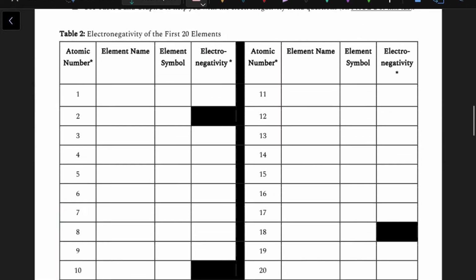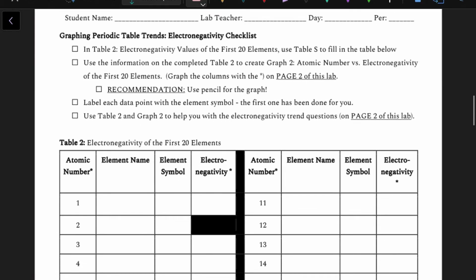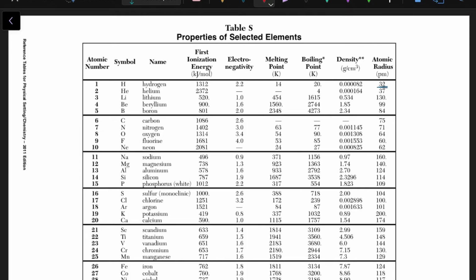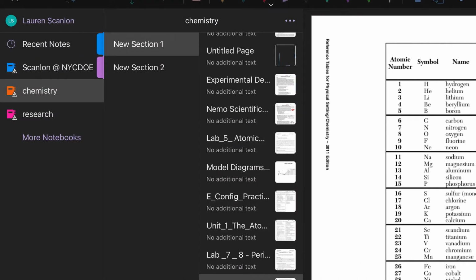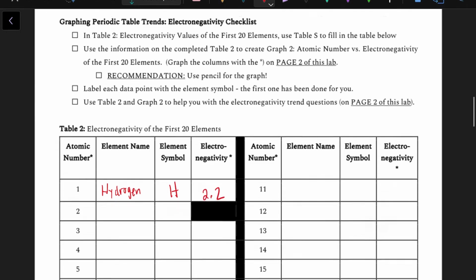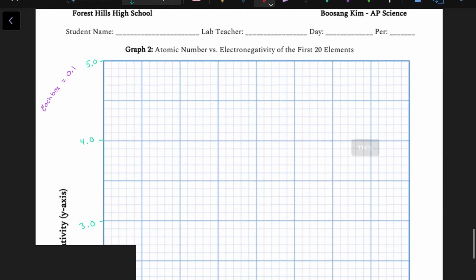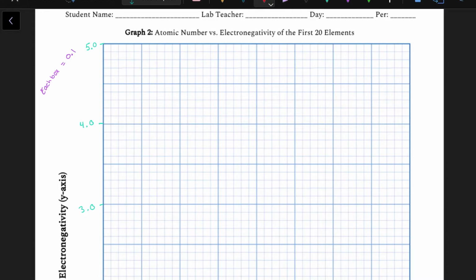Once that's done, it's on to electronegativity. So we're going to do the same thing using Table S to find all that information. Again, we'll walk through the first one together right here. Element 1 is our hydrogen, which is H. According to Table S, our electronegativity value is 2.2. We add that in, and again, your job is to fill in the other ones. Now you do have this chart here, but it says after both graphs and other questions are done, so we'll come back to that. Then we go to our second graph, which is Graph 2, atomic number and electronegativity.